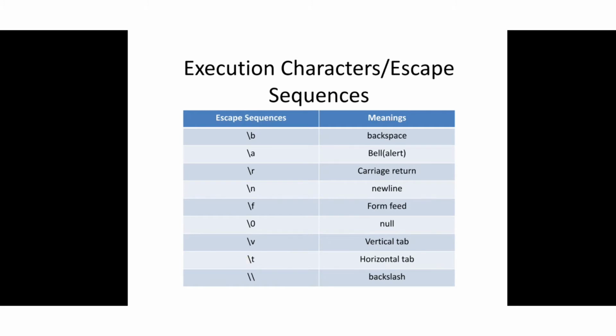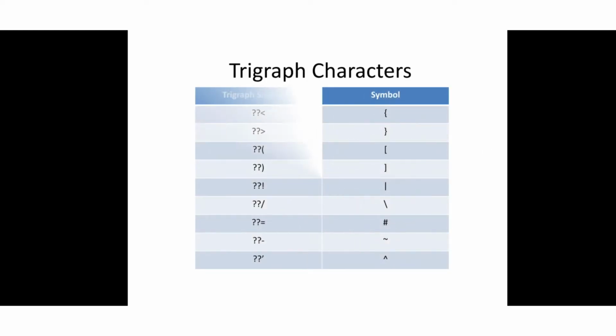The third is trigraph characters. There is a possibility that the keyboard does not print some characters. C supports the facility of trigraph sequence to print these characters. These trigraph sequences have three characters. The first two are double question marks and the third character is any character from the C character set.